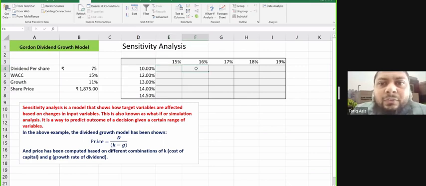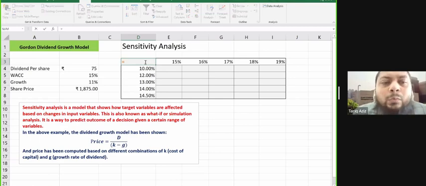Similarly, what will be the share price if the weighted average cost of capital is 16% and the growth rate of dividend is 10%? This is the problem, and it can be solved using what if analysis. Before starting, first we have to enter these values, the range of input that we want to vary.